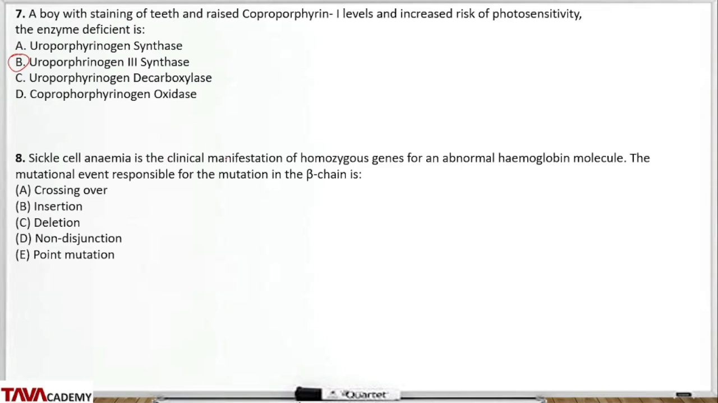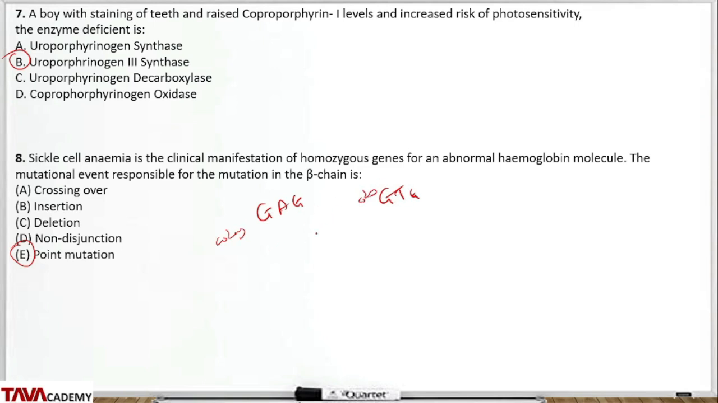Sickle cell anemia is the clinical manifestation of a homozygous gene for an abnormal hemoglobin molecule. The mutation event responsible for the mutation in the beta chain is called a point mutation. GAG was replaced by GTG in the coding strand, like we discussed. So in the coding strand, this was the problem here. There was a replacement of A with T. So this was a point mutation.